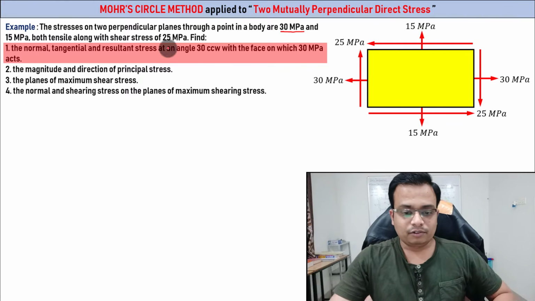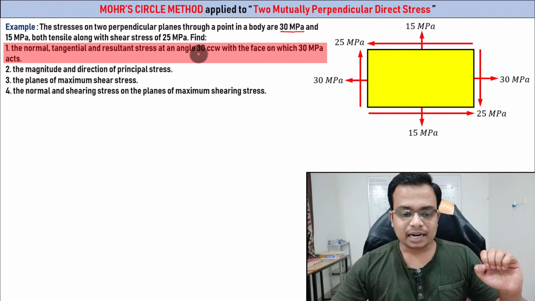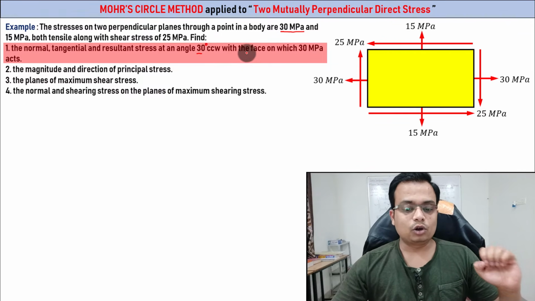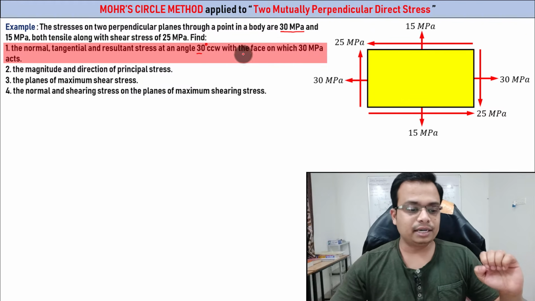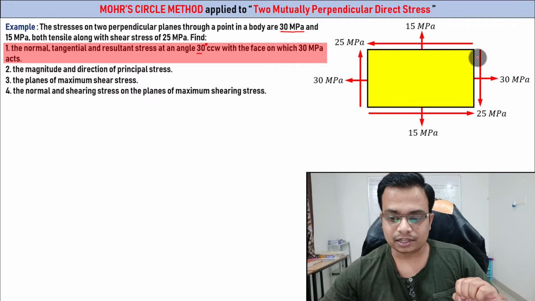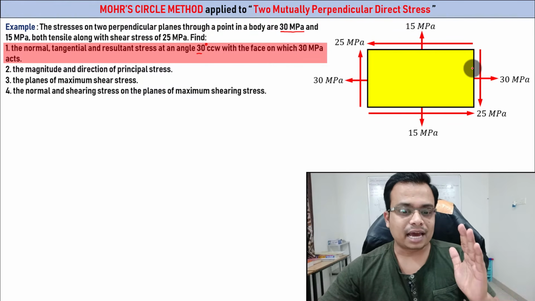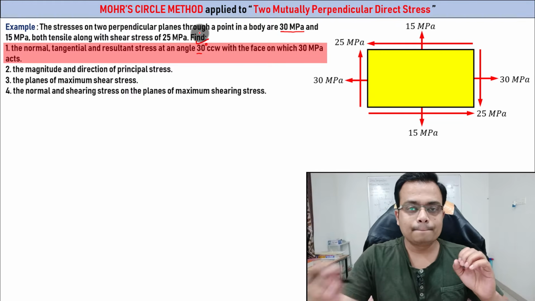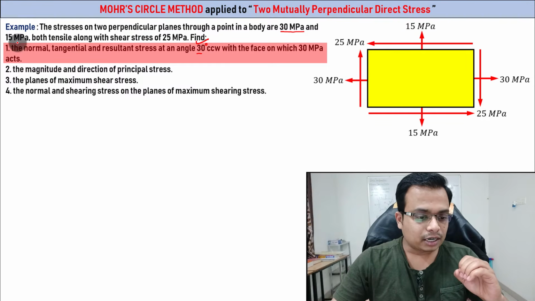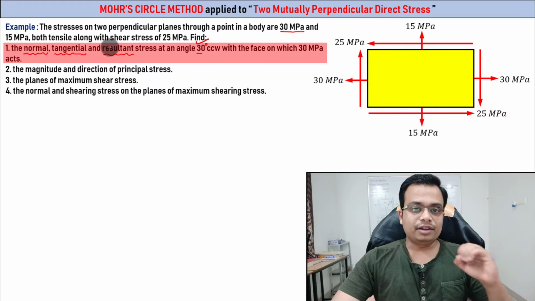The first thing that we need to work out is the normal, tangential and resultant stress at an angle 30 degrees counterclockwise, anti-clockwise, with the face on which 30 MPa acts. So this is the face on which 30 MPa acts, this vertical face. From this vertical face at an angle of 30 degrees you need to make a plane, and on that plane you need to work out the normal stress, tangential stress and the resultant stress. Now this is going to be very easy for us.